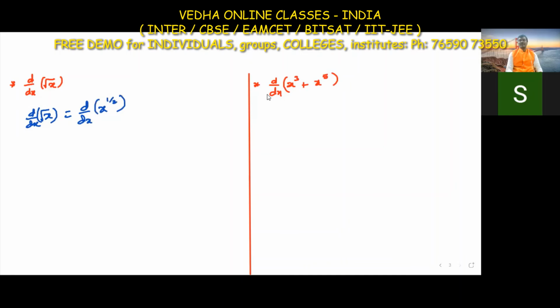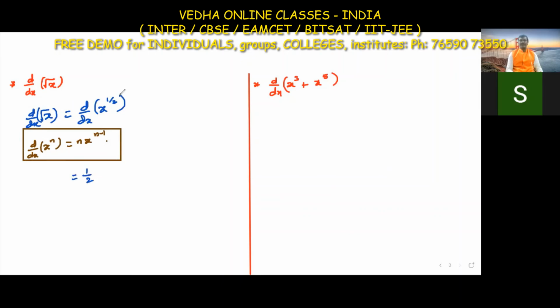So here we can apply the formula: d by dx of x to the power n is equal to n into x to the power n minus 1. What is the formula? d by dx of x to the power n is equal to n into x to the power n minus 1.